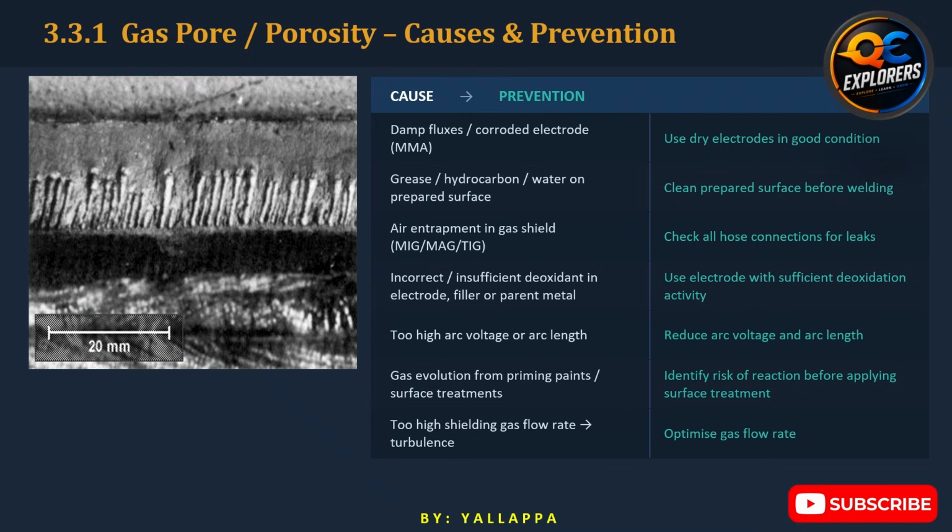On radiography, gas porosity generally appears as dark, rounded indications. Wormholes are the special elongated form and may produce the characteristic herringbone appearance. The practical lesson is simple: when you find porosity, don't just record the indication. Investigate the source of the gas.